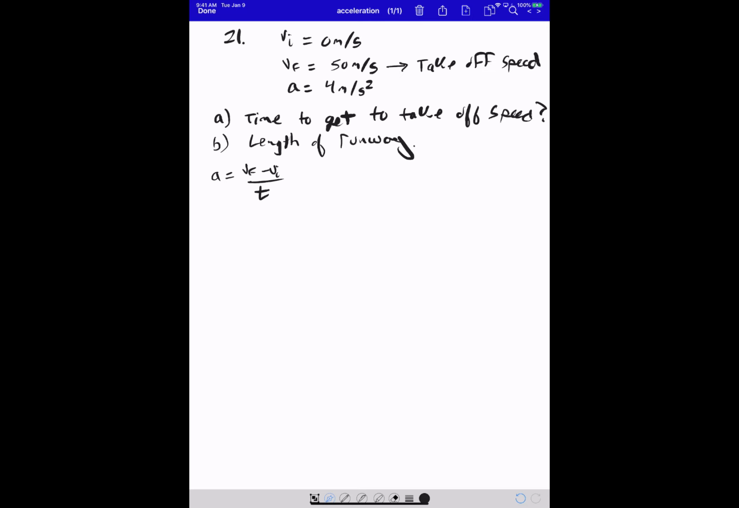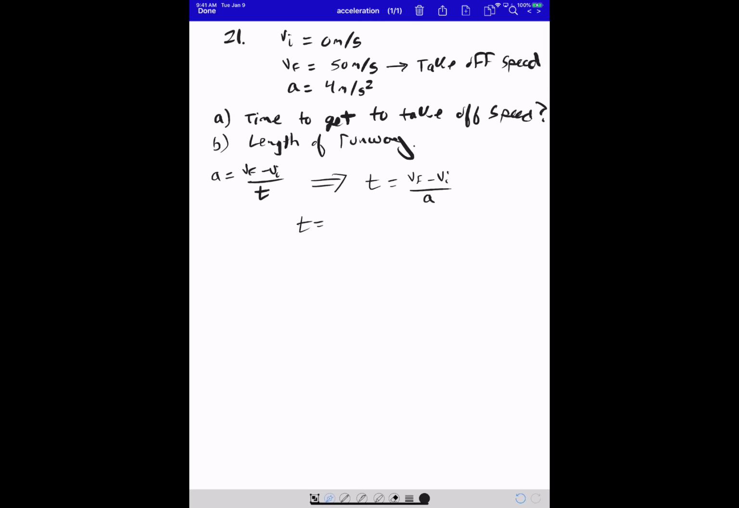So all we're going to do is rearrange this formula for acceleration and solve for time instead. So we rearrange the formula, and that means we're going to get time equals VF minus VI over A. Just doing some algebra, flipping it around, solving for T. Now we just plug and chug.